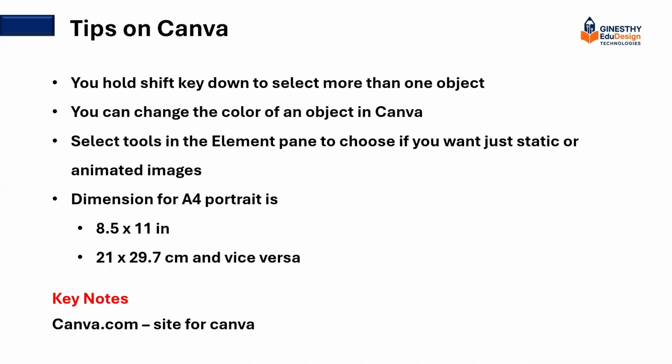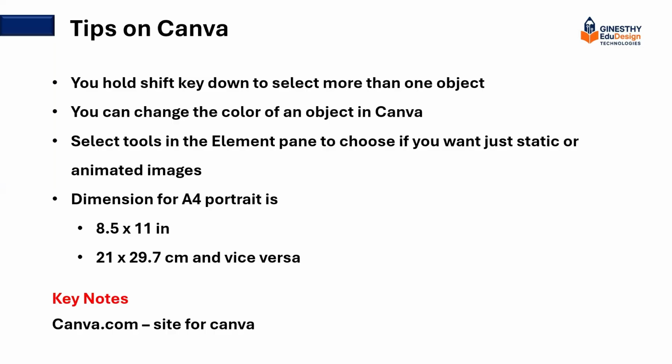Okay, so first, I'll give us a quick tip on Canva software. These are a couple of things that I want us to take note of. In Canva, when you need to select more than one object, just the way we've been doing in PowerPoint, you hold the Shift key down. In PowerPoint, we hold the Control key down to select. And sometimes the Shift key works on PowerPoint too, but on Canva it is strictly the Shift key.